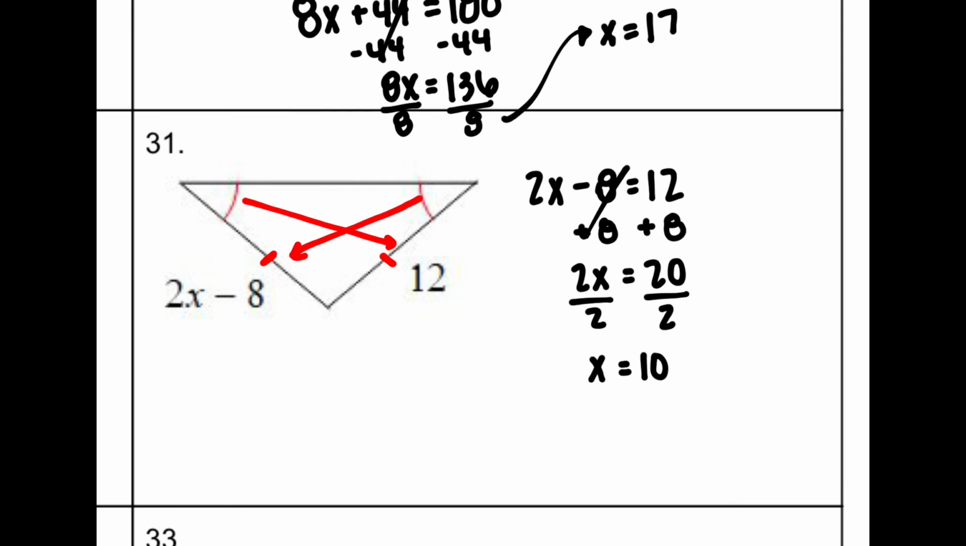9 times out of 10 when you're looking for sides of isosceles or equilateral, you're just going to set the two things equal to each other and solve for x.